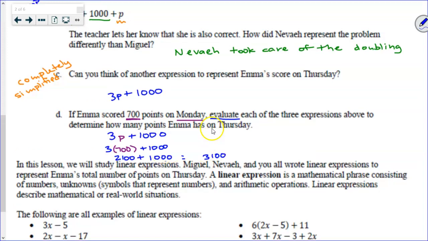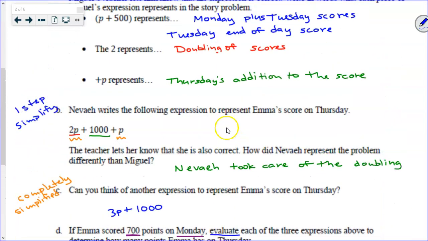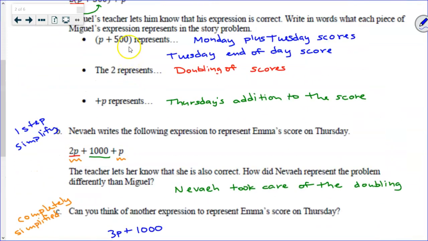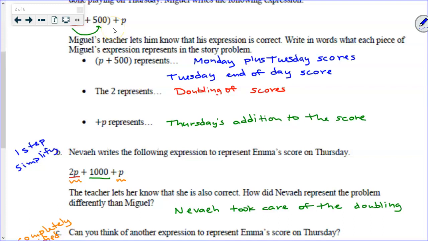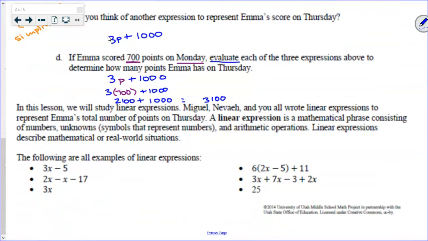So let's have a quick discussion. It says that we need to evaluate each of these expressions. We said that this is correct, and even this one up here, Miguel's, is correct. Are we going to get different answers then? We shouldn't, right? So can you trust me that we don't need to substitute those values into every single expression? Okay, good. Thank you for your trust, and then we're going to talk about that on the next page.